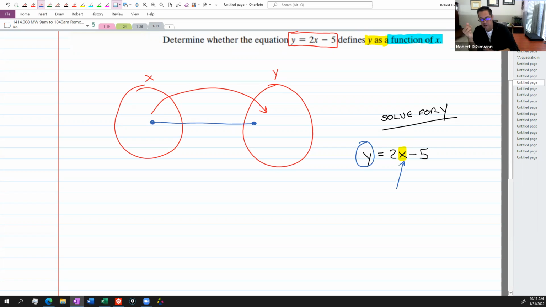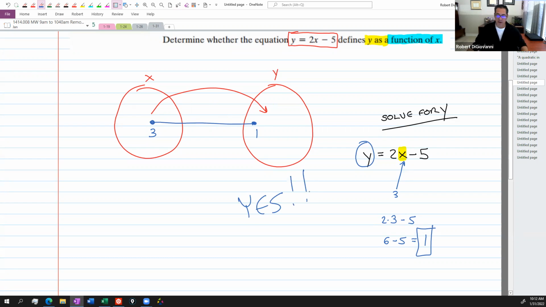If I plug in x here, let's just plug in a number 3. If I plug in 3, it's 2 times 3 minus 5. That's 6 minus 5. That equals 1. And see, I got one answer, didn't I? Just one answer. So you can look at it like this. 3 got sent over to 1, right? 3 didn't get sent to 2 places. 3 only got sent to 1 place. And for each number I ever plug in, that's what's going to happen, right? So you would just say here, yes, it is a function. Y is a function of x.